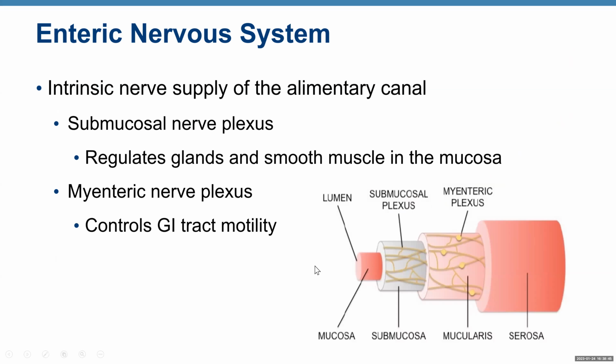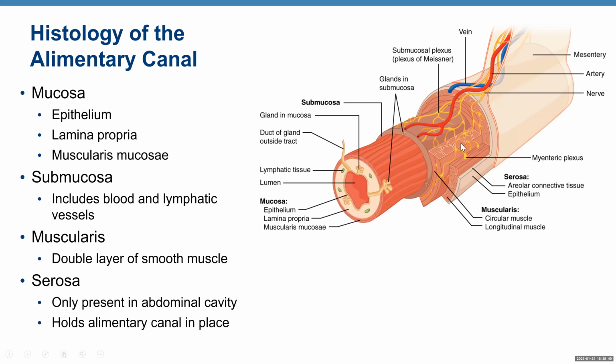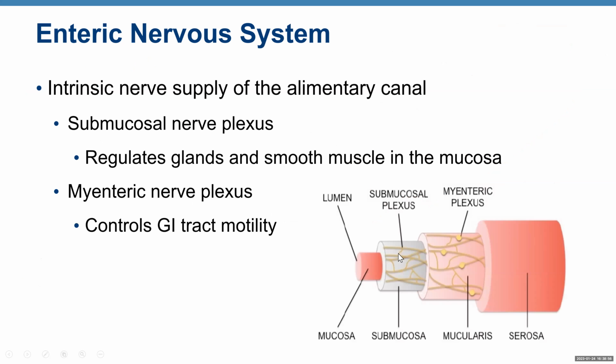Now, if you look at the previous diagram, let me go back to it. It is those nerves over here. And on the next slide, we have two plexuses. A plexus is a network of something, right? So a neural plexus is a network of neurons. These plexuses are called the enteric nervous system. It's the intrinsic nerve supply of the alimentary canal.